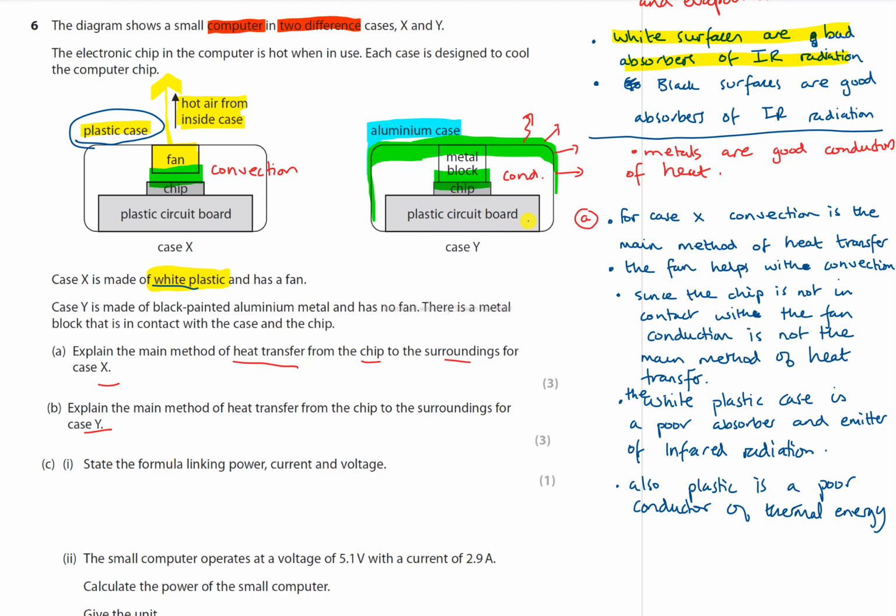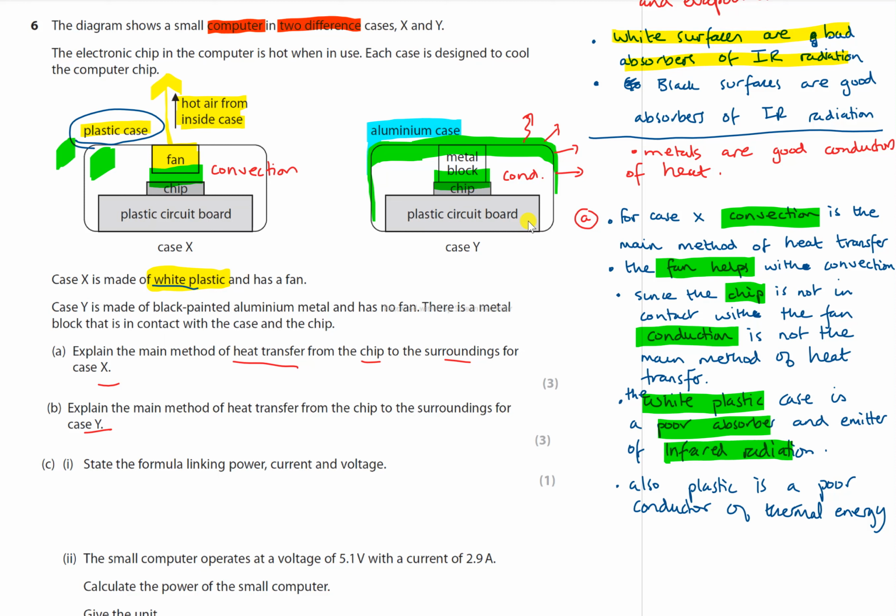Right, so what's going on? First of all, let's have a look. Convection is the main method of heat transfer. The fan helps with convection. Since the chip is not in contact, conduction is not the main method. The white plastic, because it's white, is a poor absorber from the inside here, and then emitter from the outside of infrared radiation. And because it's plastic, it's a poor conductor of thermal energy, so you're not going to get much conduction, or very little.